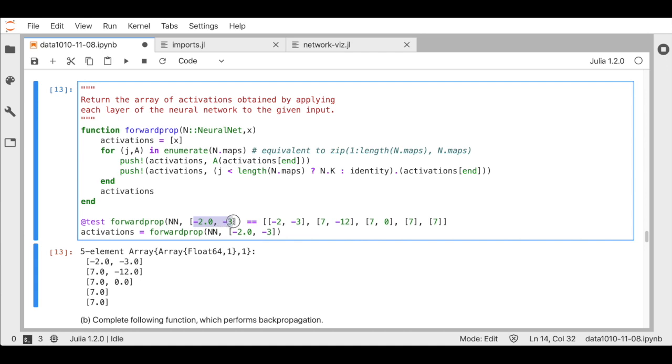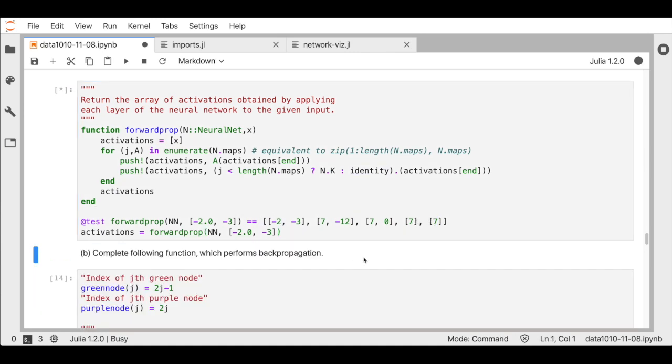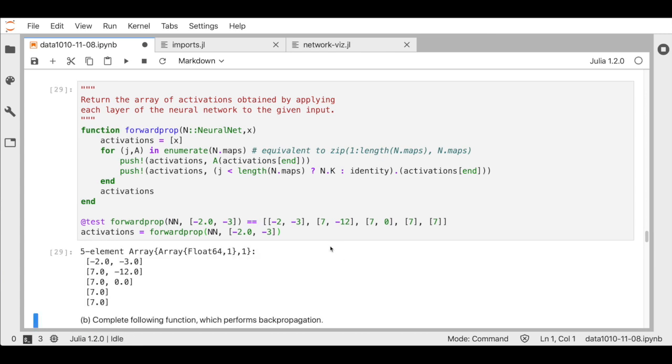We're going to see if we put in -2, -3, then our first vector should be the actual input we started with. Then the result of applying the first affine map. So if you do w1 times -2 -3 plus b1, you should get this value. Then the ReLU is going to hit that and wipe out that -12. And then the second map turns out to output just a vector containing a single number of 7. And then these last two are always going to be the same because we're applying the identity there. So this is what should happen, and we're checking that that's the case.